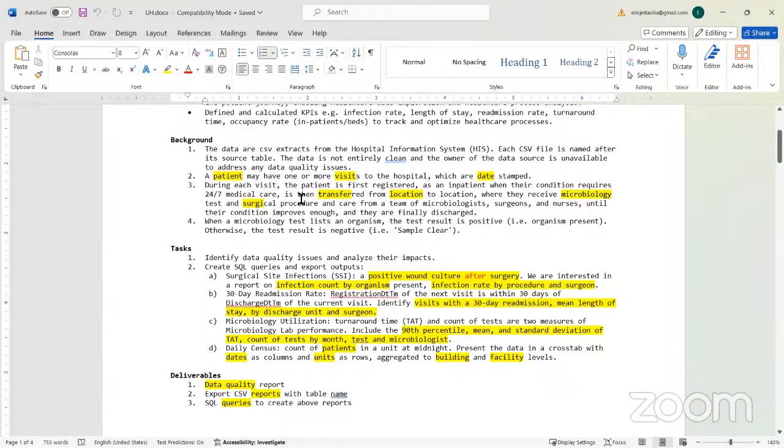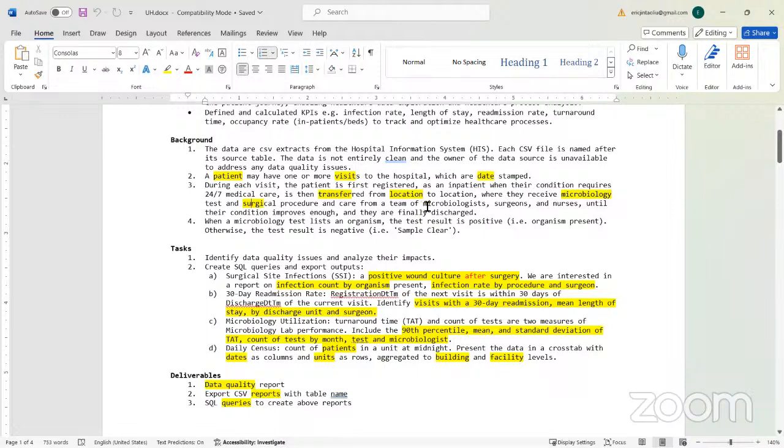And then, the patient is moved by the nurse from location to location. So these are 2 additional business objects and also data objects, because each transfer is a table. Each location is also in a table where they receive microbiology tests. So microbiology is a table, and they also receive surgeries or surgical procedure operation performed on them, and care from a team of microbiologists, surgeons, and nurses.